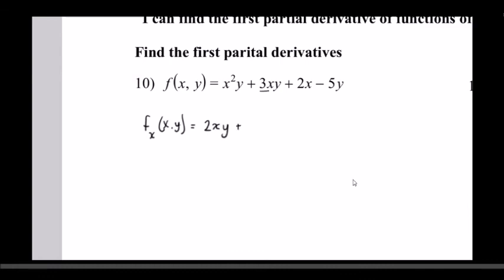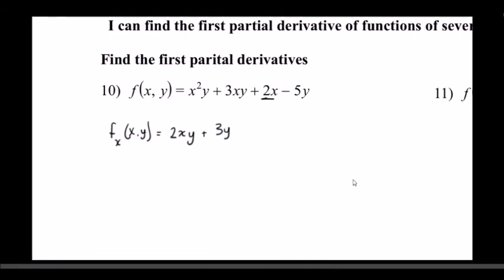Same thing now, since we're taking the derivative with respect to x, we can say, okay, y is just a number, it's a constant. So what's the derivative of 3x? Well, it's 3, and then 3 times the y that was there is 3y. The derivative of 2x is 2, and here the derivative of 5 and y are both constants, and the derivative of a constant is 0.